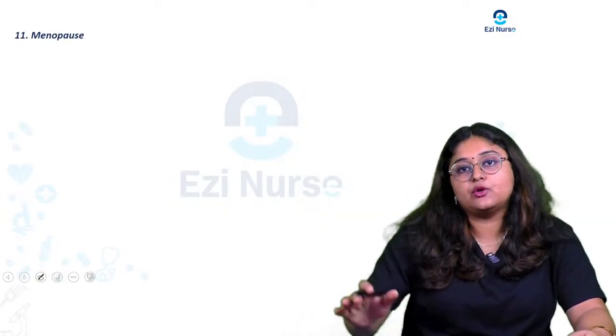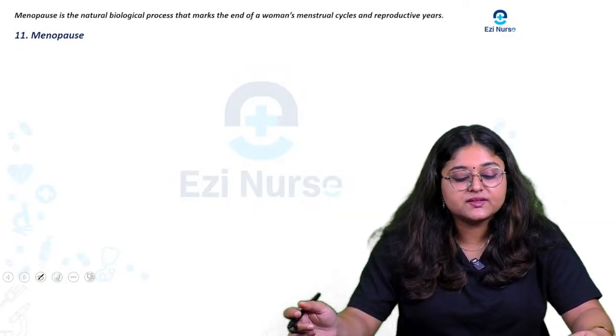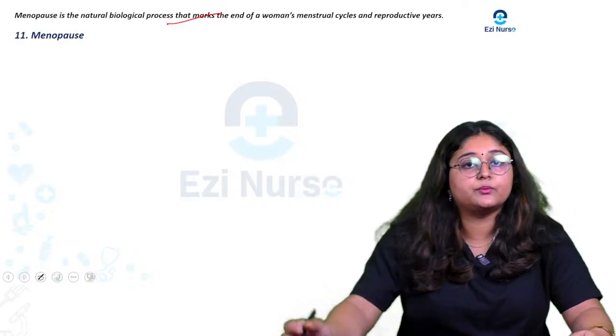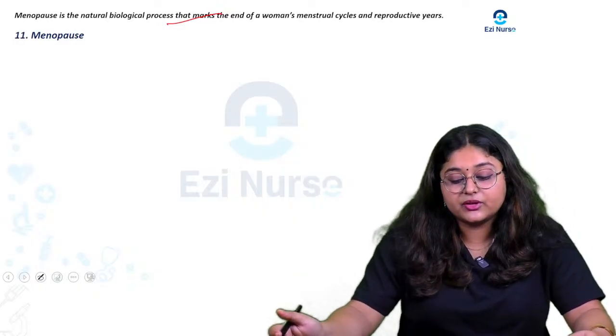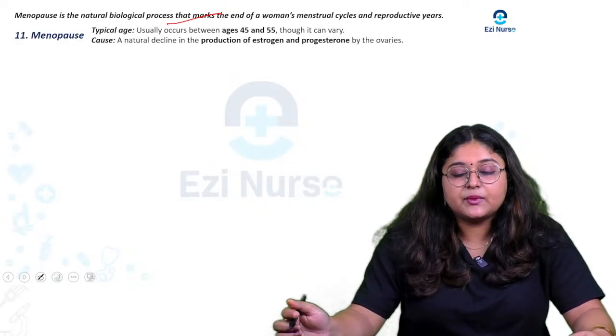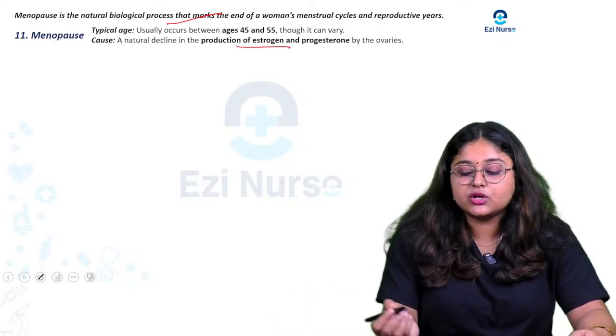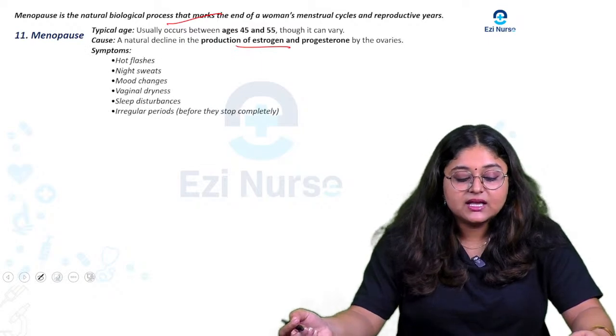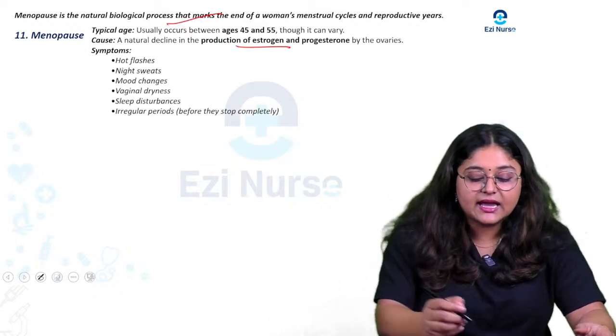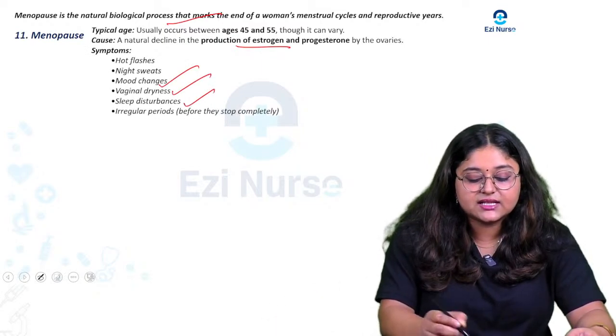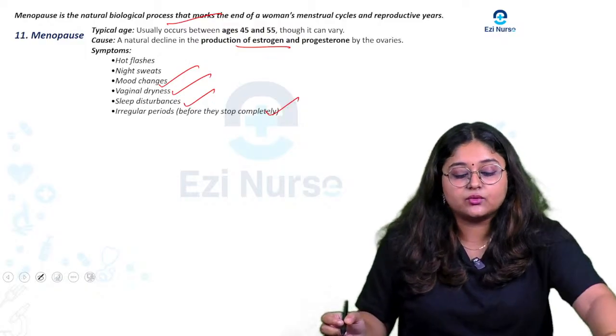Now come to menopause, the 2 marks question. Menopause is a natural biological process which marks the end of menstruation for a woman. Typically the age is 45 to 55, and the cause is the decline in production of estrogen and progesterone levels in the circulation. Symptoms: hot flashes, night sweats, mood changes, vaginal dryness, sleep disturbance, as well as irregular periods.